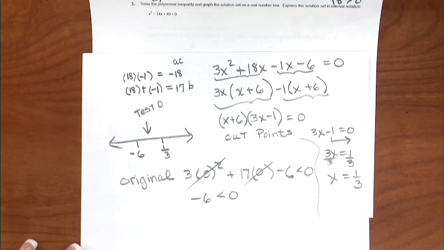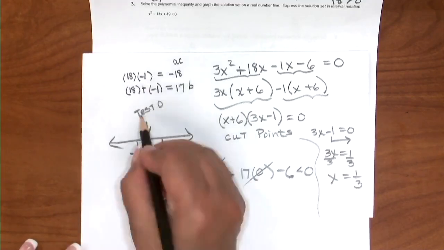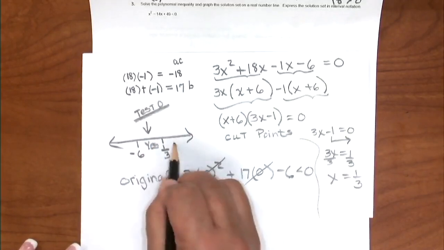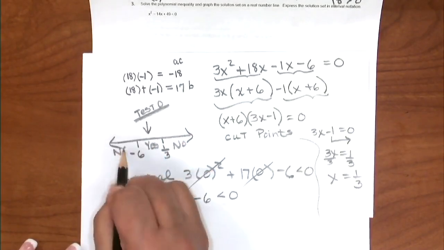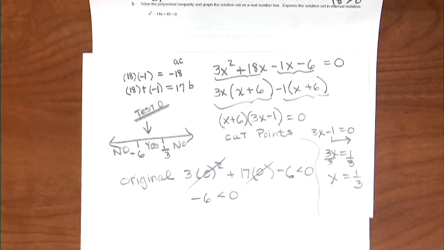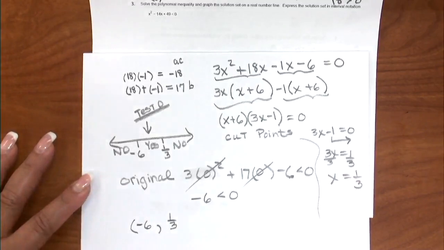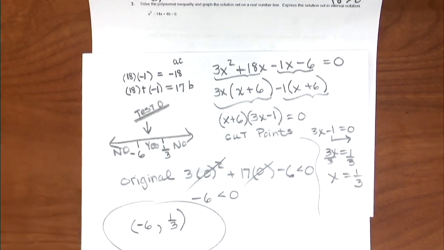So you're going to put a yes in the region where you just got this test value. So this is yes, therefore this is no, therefore this is no. So all you have to talk about in your final answer are the areas that have yes. So you're going to go right there in the middle, -6, comma, 1/3. Now, was there any equal signs in this problem? No. Okay, that's your answer.